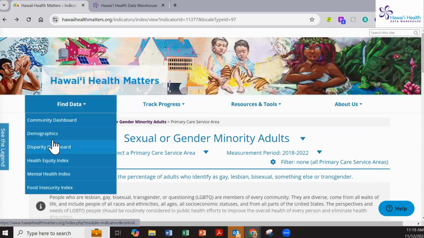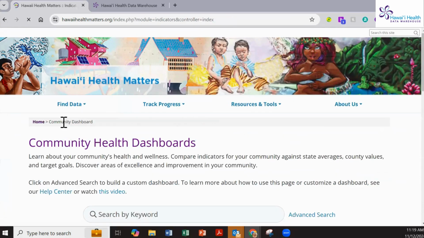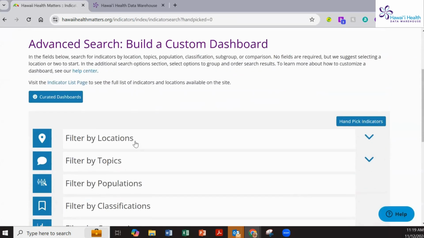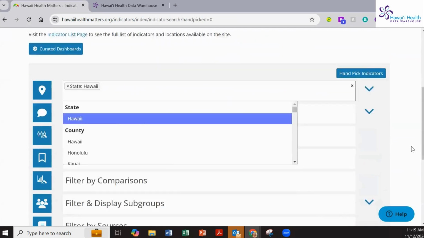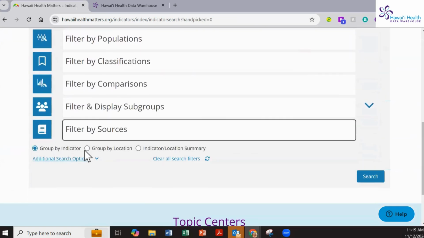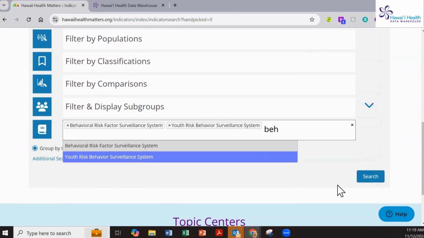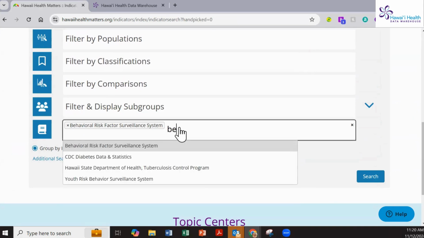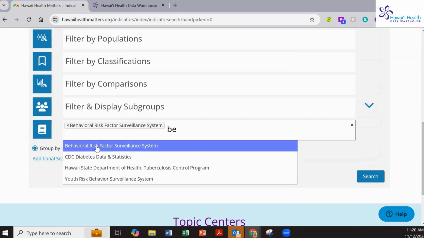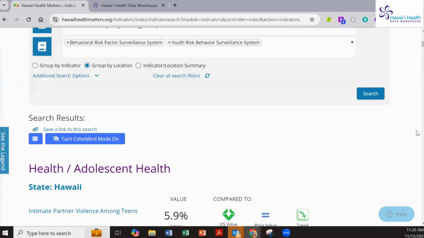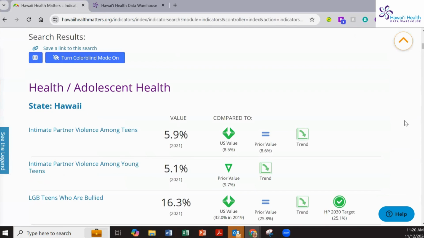So let's take a look. I'm going to build a custom dashboard real quick. And if you're interested in learning more about that, there's a video right here that can teach you. But I just want to show you some of, or all of the indicators that are available by sexual orientation and gender identity. So we've got the Youth Risk Behavior Surveillance System and the Behavioral Risk Factor Surveillance System. Okay, there we go. So now we can see the selection of indicators that are available.